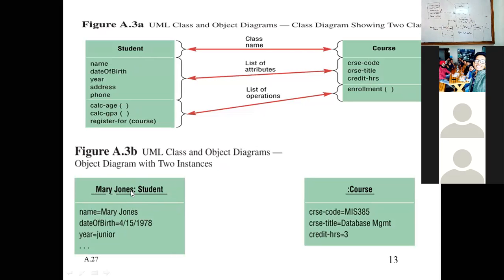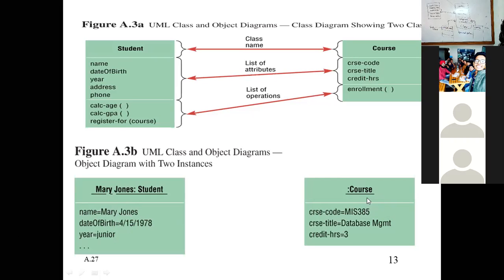So Mary Jones is the object name, colon, class name. The name is Mary Jones, the date of birth is this, the year is this. If you are writing their values, that means you are in the object diagram with the two instances. You can see the two instances shown here.